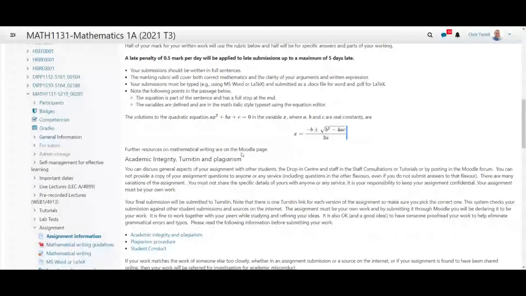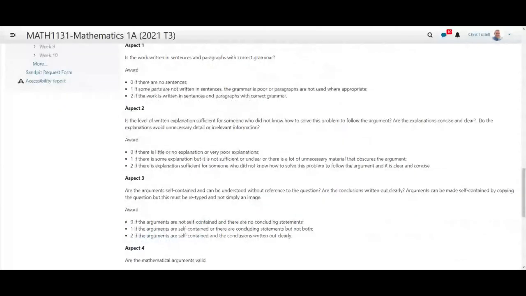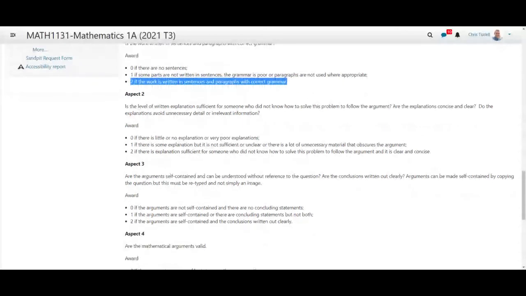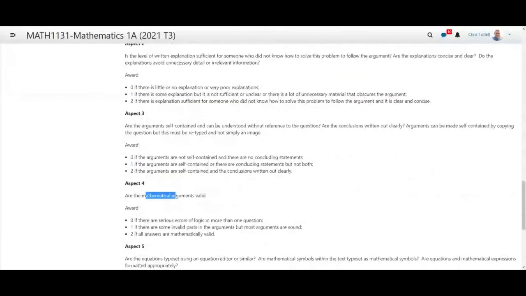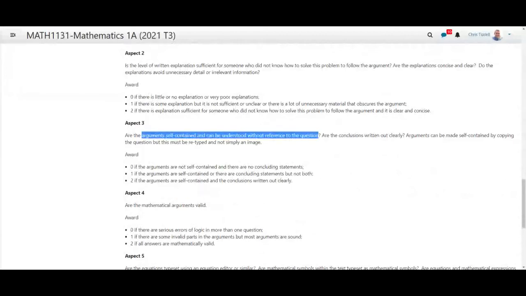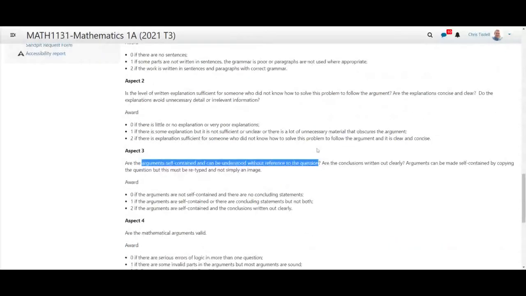Okay, so you get 0, 1, or 2 for each part of the assignment. 0 if there are no sentences, 1 if there are some sentences, 2 if it's perfect. And it's the same for all the other parts. You know, the mathematics is correct. The solutions are self-contained.